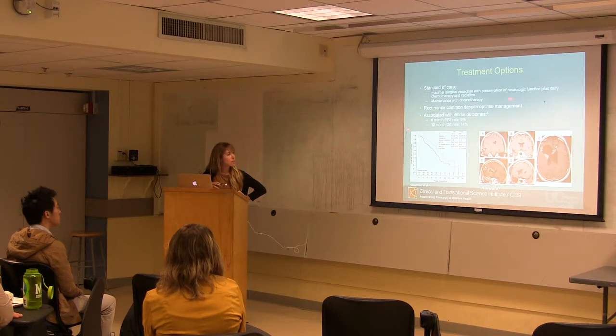Recurrence is common, as I mentioned, despite optimal management. And once recurrence does happen, it's associated with even worse outcomes. So 6-month progression-free survival rate of 9% and 12-month overall survival rate of only 14%. This Kaplan-Meier curve here, the gray line, it says yes here, is basically patients who received the standard of care therapy, so surgical resection plus chemo and radiation. No is patients who did not receive that. And you can see that even despite optimal management, prognosis is not good.